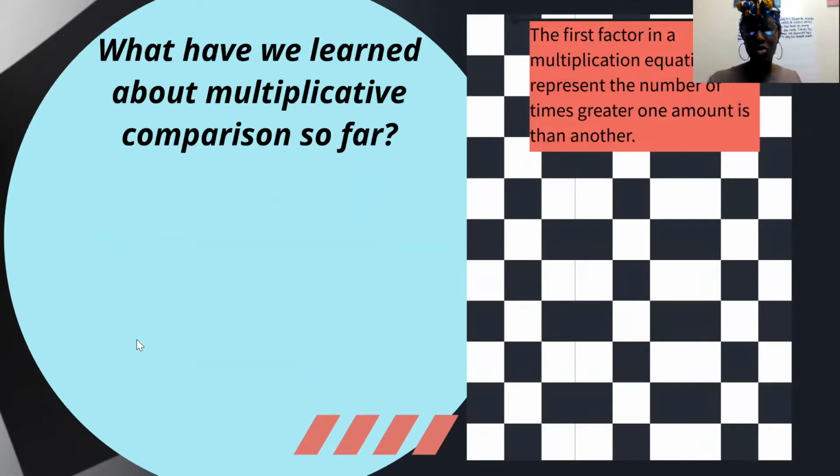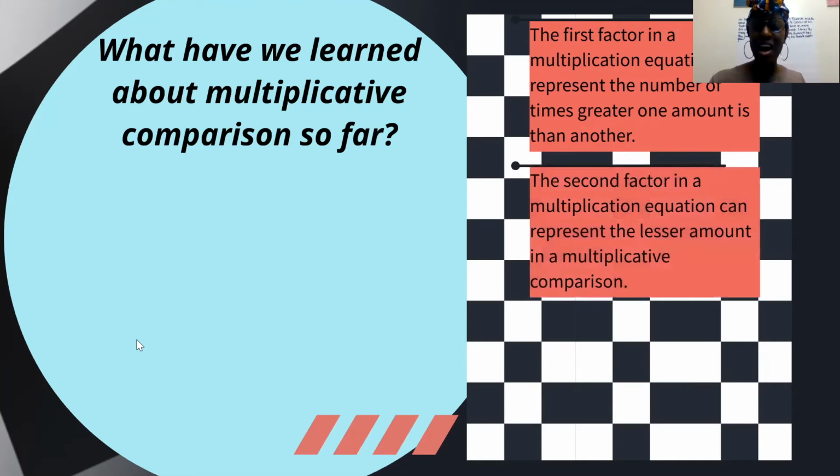What are some other terms that you can use to talk about that type of comparison? Yes, times as much. Times greater. Look out for all of them because it tells you it is multiplicative comparison. All right, and so our second factor, it represents the lesser amount in a multiplicative comparison. Nice work. I bet you know what's coming next.